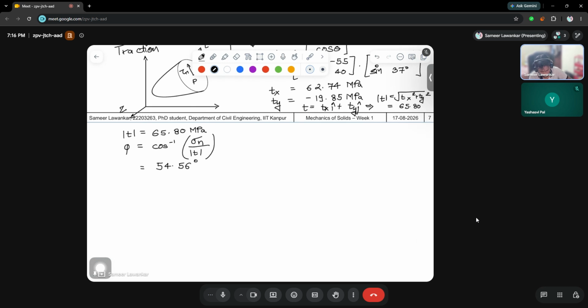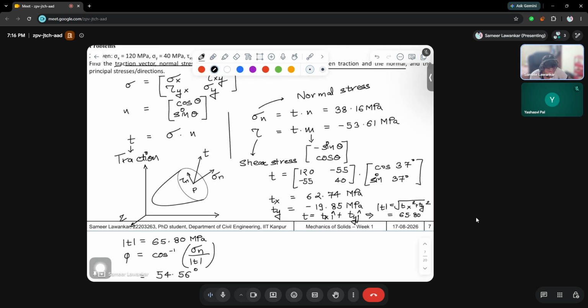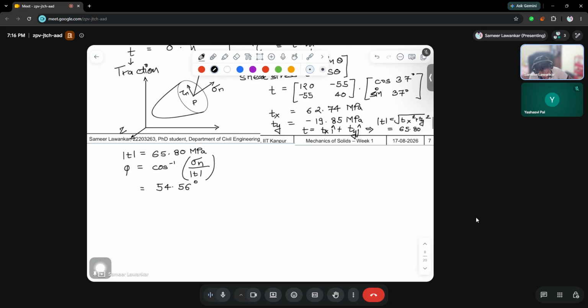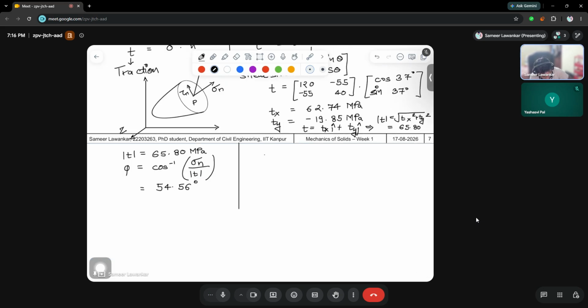Now, if you have sigma x and sigma y, you don't even need all these values which are being given here. If you have sigma x, tau xy, sigma y, you can actually calculate the values of principal stresses directly. So I will just solve this up here. What is sigma 1 and sigma 2? Sigma 1 is basically sigma average plus R, where sigma average is sigma x plus sigma y by 2, and R is root over sigma x minus sigma y by 2 whole square plus tau xy square.